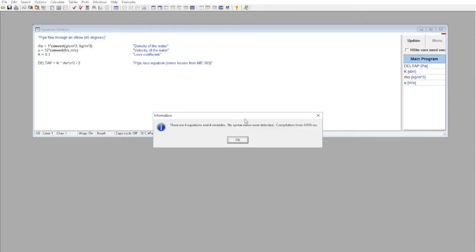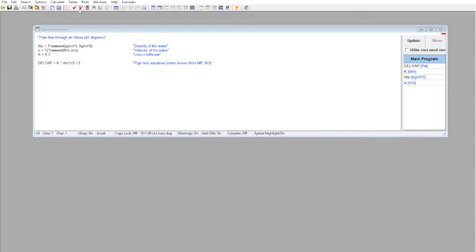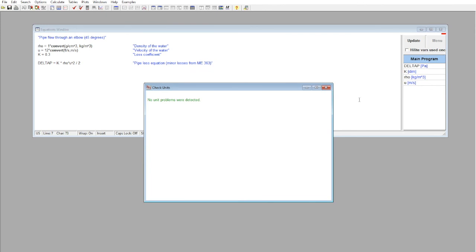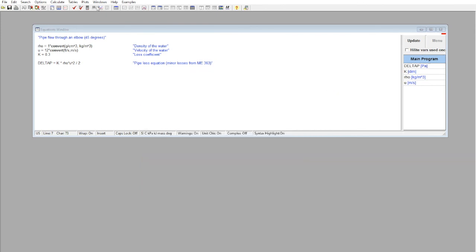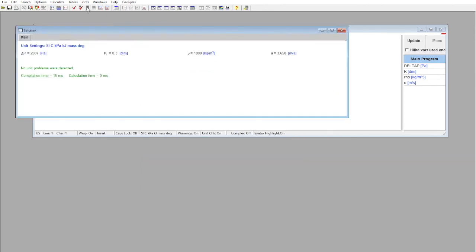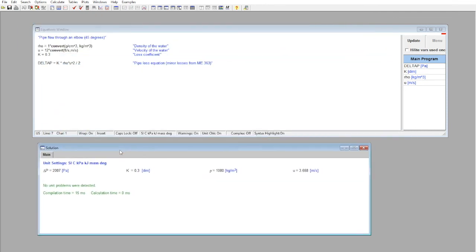Check that. Still 4 equations and 4 variables. And I'm going to check my units. No unit problems are detected. That's fantastic. All right, and then so I'll solve that. And I get, let's see, what do I have here? Delta P is 2007 pascals. Okay, and all that stuff.